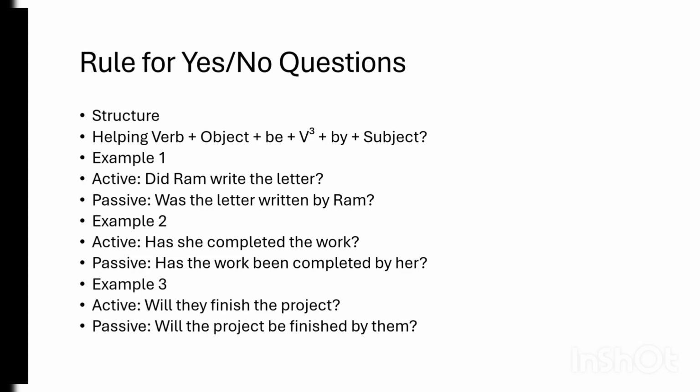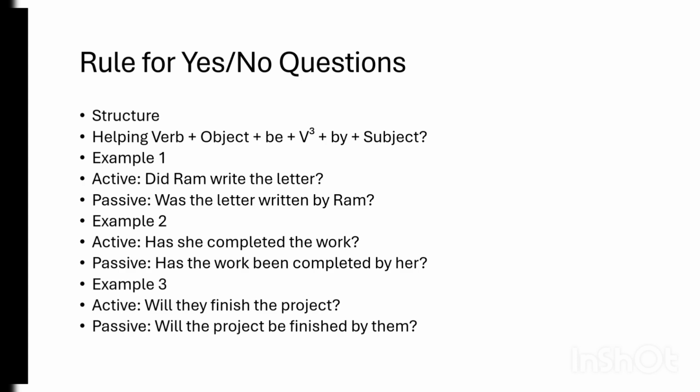Let's see example number 2. Has she completed the work? The work is the object here. As it is a question, we need to include the auxiliary verb. In the question the auxiliary verb is at the beginning, and in the answer also we have to write it. The work is third person singular, so has the work. Whenever present perfect is there, has, have, had, even past perfect, we need to add been in passive. So has the work been, then V3, and then by, then the subject. Subject will become object. She becomes her.